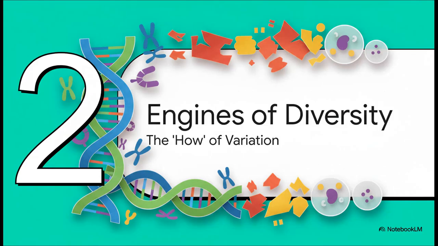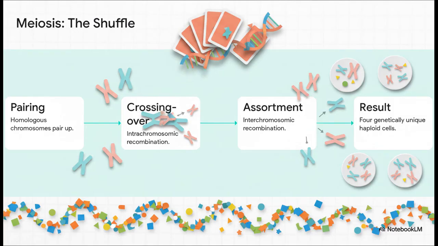So now that we know the what and the why, let's get into the how. How is all this amazing variation actually created? We're going to look at the two main engines that drive this process, meiosis and mutation. You know, meiosis is so much cooler than just simple cell division. It is a masterclass in shuffling the genetic deck.